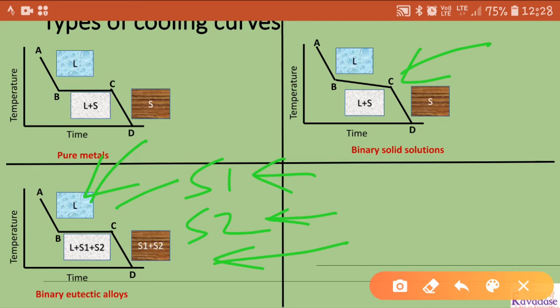Okay, means binary eutectic alloy system is same as a pure metal system, only in pure metal only one metal is present, means pure metal is there, and in binary eutectic system there are two metals or two components. Okay, hence we get S1 and S2 as output of this system. Okay, S1 and S2 means metal 1 and metal 2 at solid state.